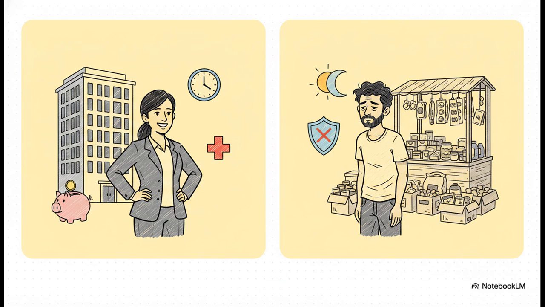On one side, we have Kanta. She works in the organized sector. That means her workplace is formally registered with the government. She has fixed working hours, she gets paid leave, she gets medical benefits, and she even contributes to a provident fund for retirement. Now look at her neighbor, Kamal.